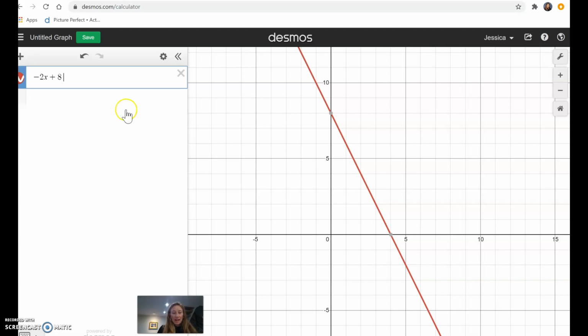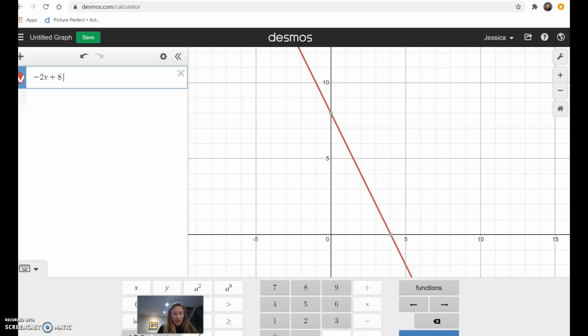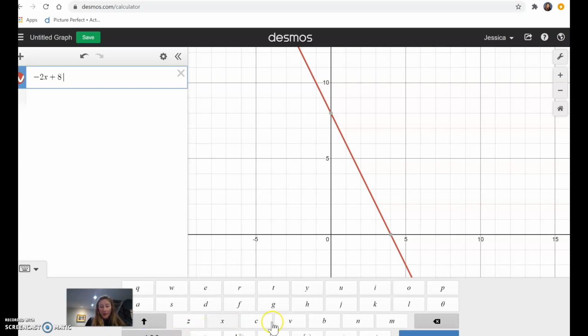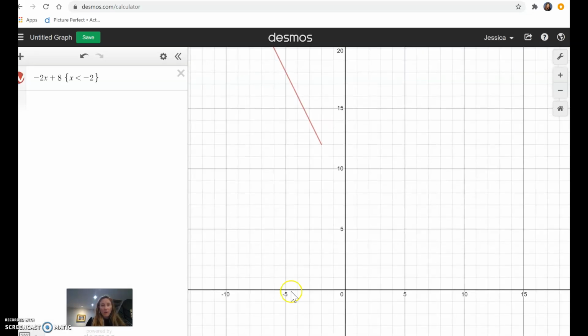And now I have the ability to, sorry, the baby's in the background, to adjust where this function is on the graph by adjusting the domain. So if I say x is less than negative 2, then it's back over here.